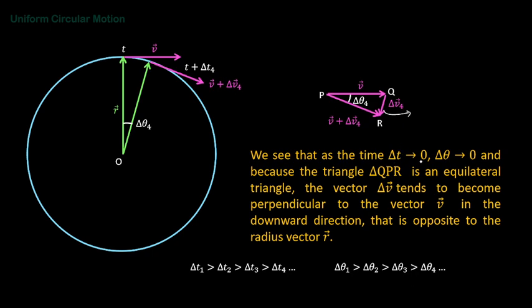We see that as delta t approaches 0, the angular displacement also approaches 0, and because the triangle QPR is an isosceles triangle, the vector delta v will tend to become perpendicular to v in the downward direction, that is opposite to the radius vector. As I said, as we shrink the time interval, the angular displacement decreases, and because these two sides are equal, the change in velocity vector shifts more and more towards the right and becomes more and more perpendicular to the initial velocity vector.